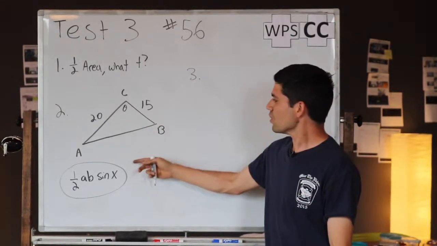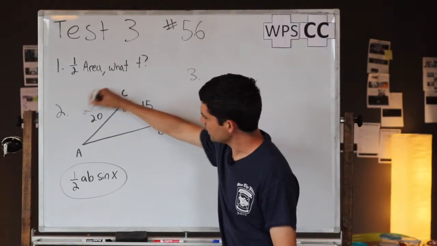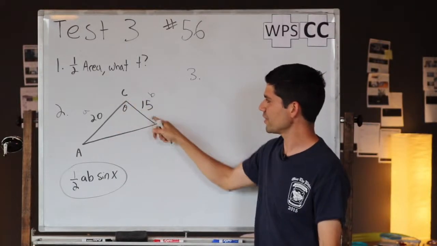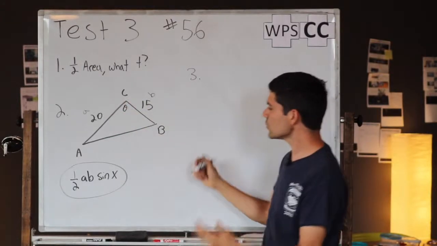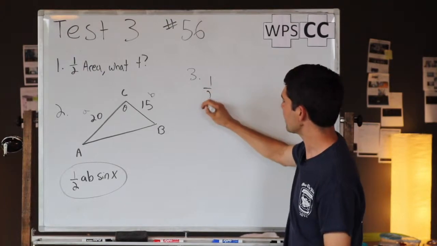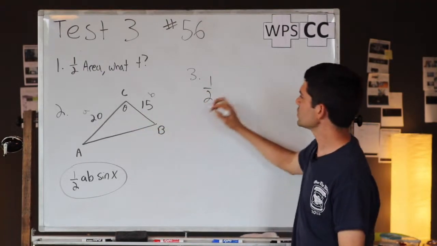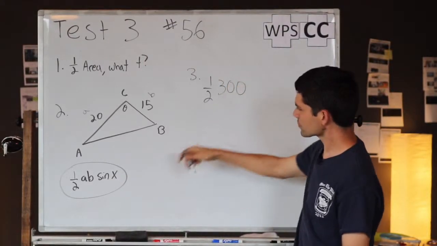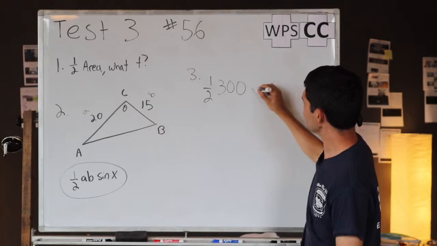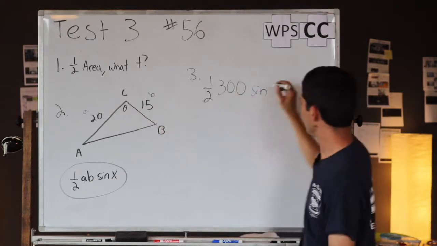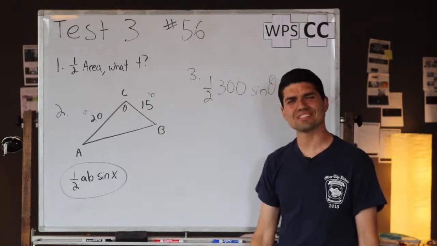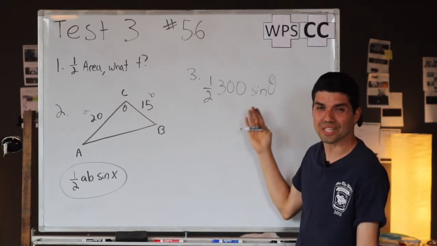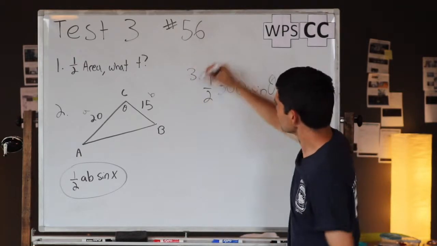Perfect. So we know that A and B are the sides that create the interior angle. So let's see what it starts off with. We have 1/2 A times B, which is 300, A times B, and then we have sine of x, right here would be theta. You might get confused and say, wait a second, don't I have to know what that angle is? This is the original area.